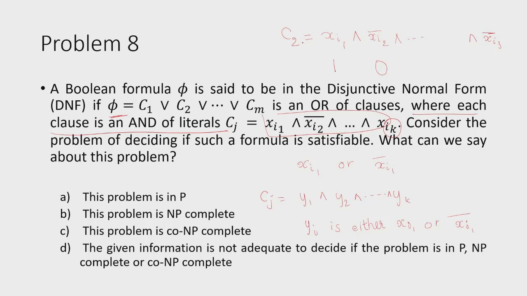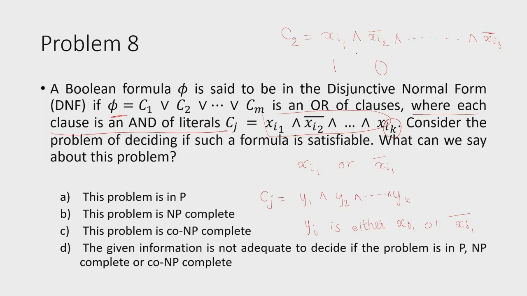Probably in that case, we need not explore 2 raised to the power n possibilities, because we are very sure that wherever we find a complement, we need to mark its value as 0. Is this so? It is necessary if you want to make this clause true, right? Because if you make xi2 1, then this clause is false.